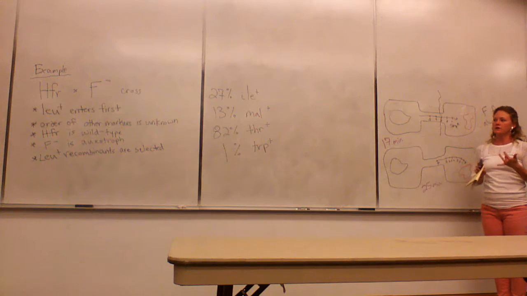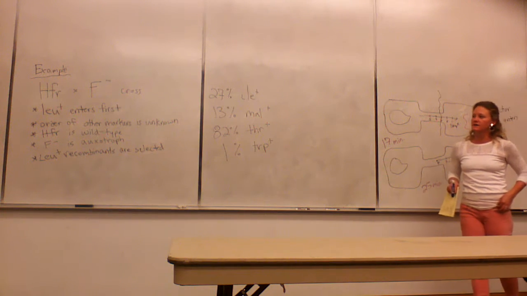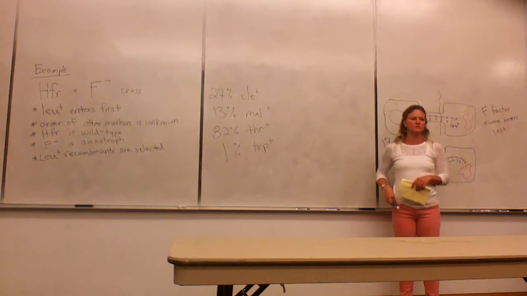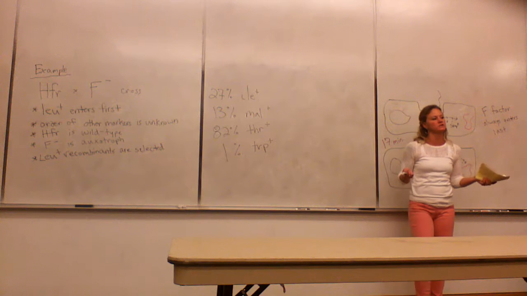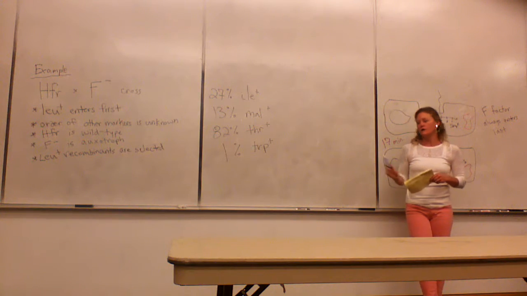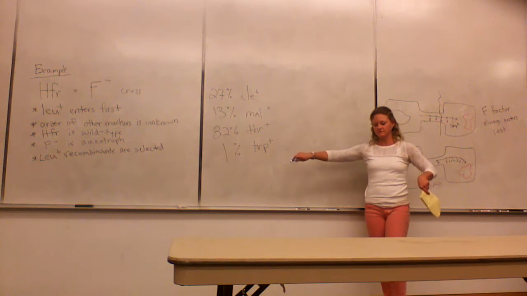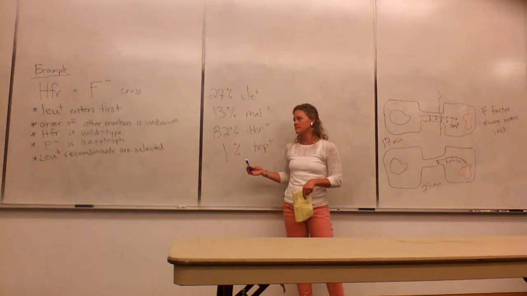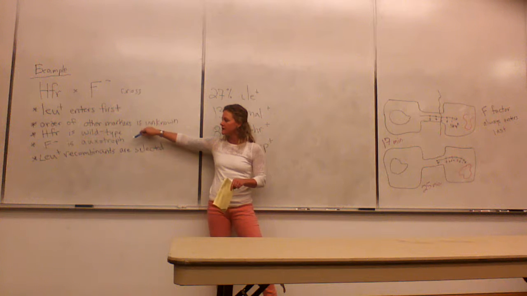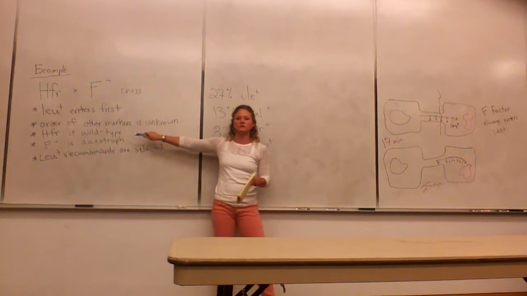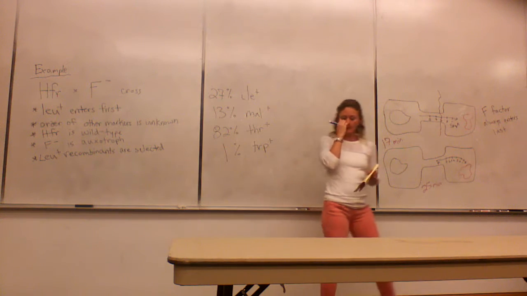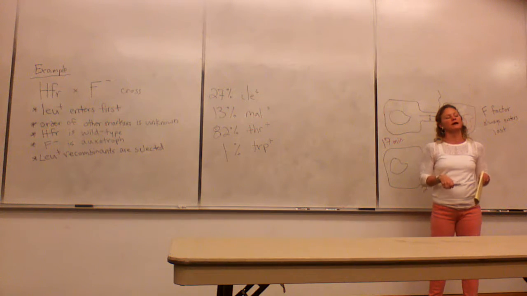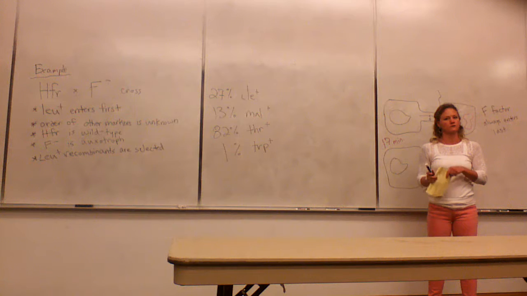Okay, you're told you made a cross between Hfr and F minus. Leu is the first gene. The order of the other markers we don't know. So that's essentially what the question is asking: what is the order of all of these genes on this fragment of DNA that's coming into the recipient. You know that the Hfr is all wild type and the recipient is all auxotroph. So you're looking for places where it's recombined and how frequently that recombination occurs.